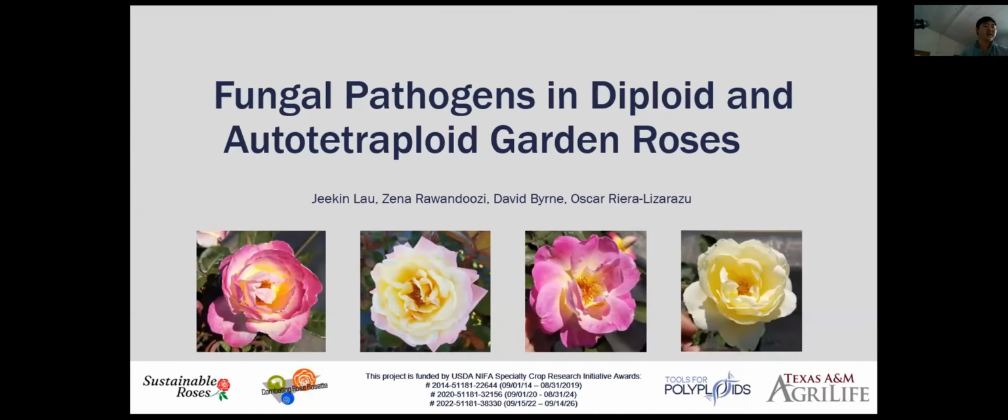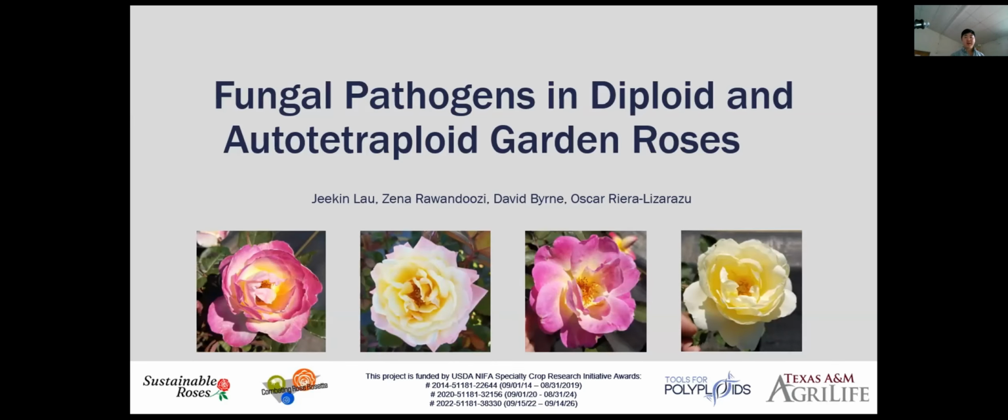So, hello, my name is Jeekin, and for those of you that might not know me, I'm a postdoc for Oscar, and I did my PhD with Dave, and I've been here since the first round of the Rosette grant. The first round started in 2014, as you can see on the bottom. I joined in 2015 and have been here ever since.